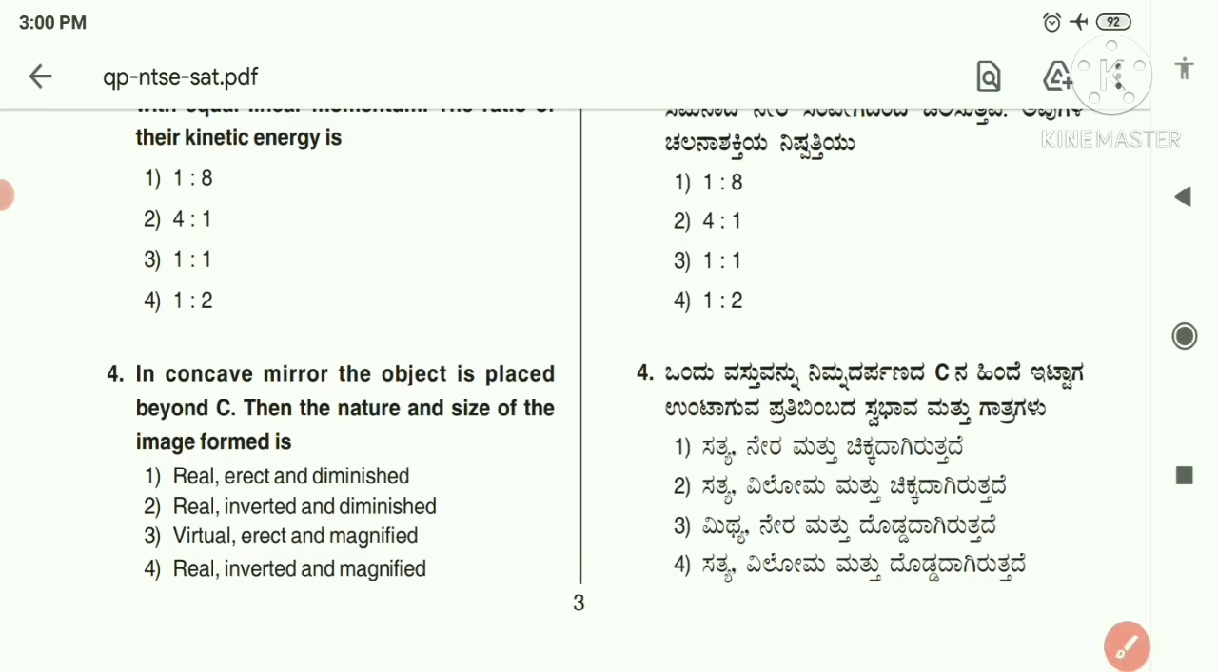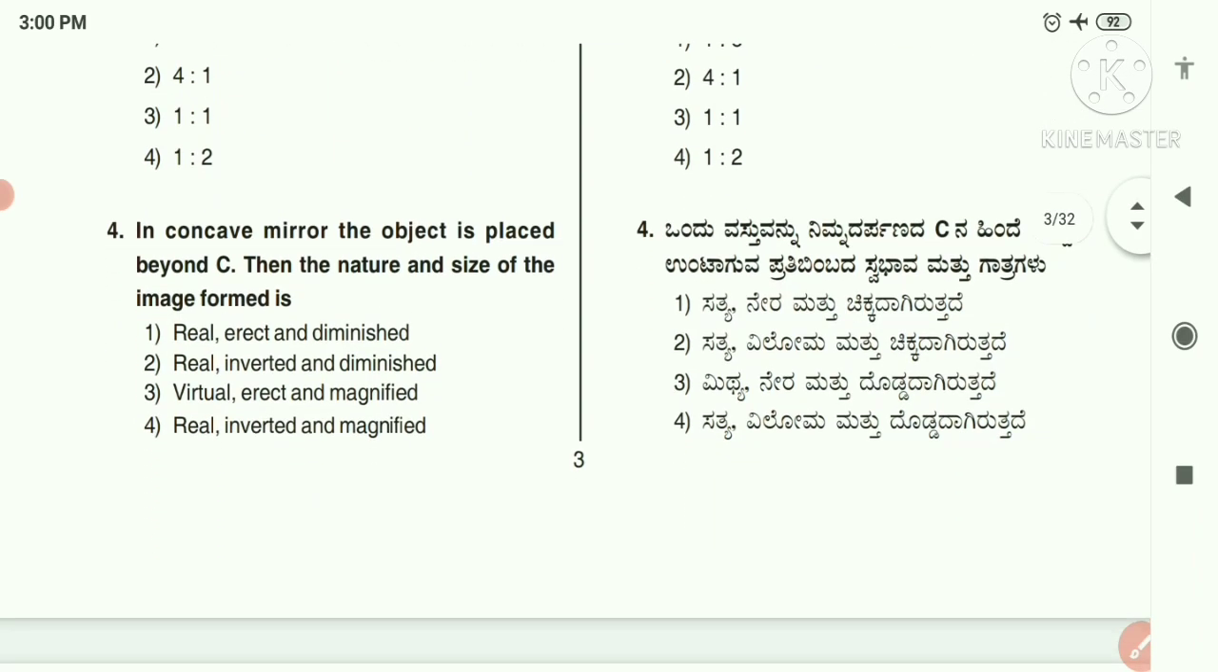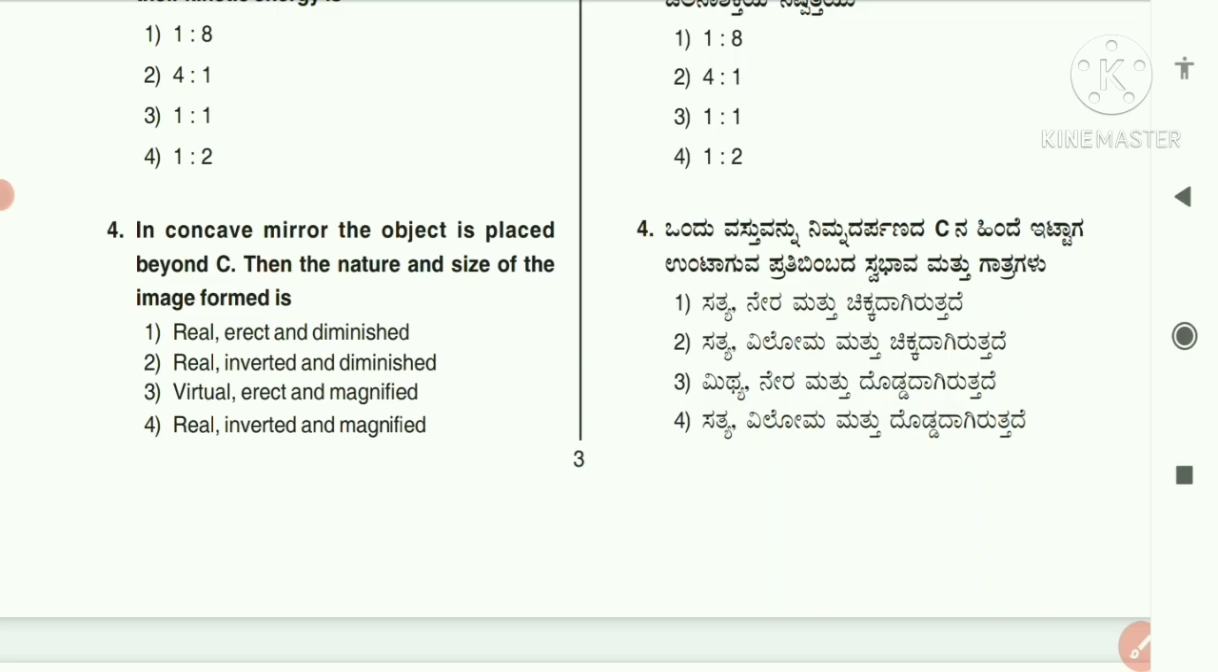In a concave mirror, the object is placed beyond C, then the nature and size of the image formed is. I am reading the options. First one, real, erect and diminished. Second one, real, inverted and diminished. Third one, virtual, erect and magnified. And fourth one, real, inverted and magnified.